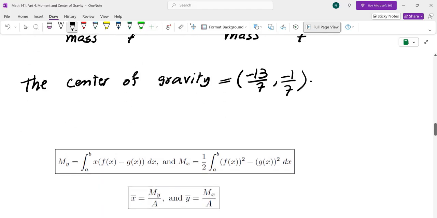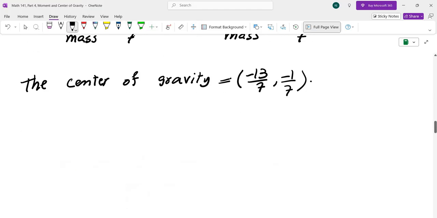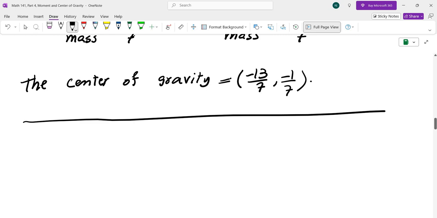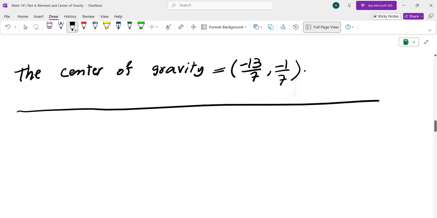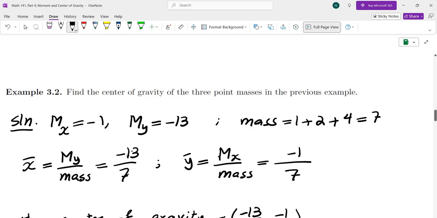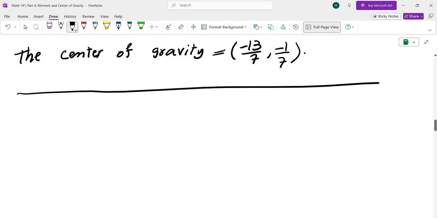So far, none of these have used any calculus. These are all basic stuff from physics. So now we're going to talk about how to relate this with integrals. Now, notice that both of these examples that we did were for a bunch of point masses. Now imagine you have the region bounded by the graph of two functions.